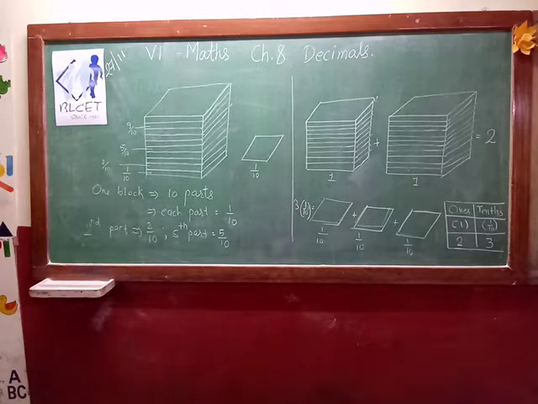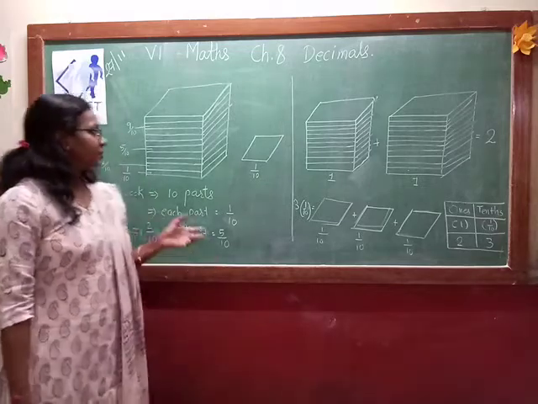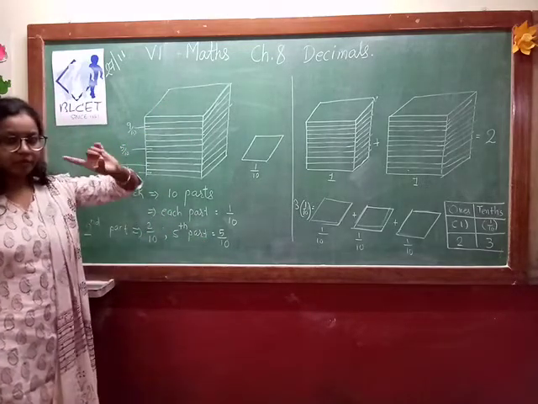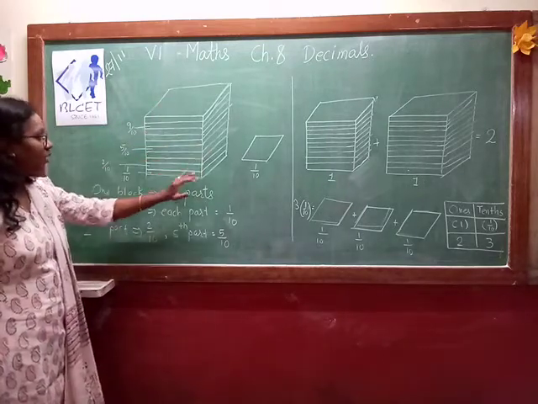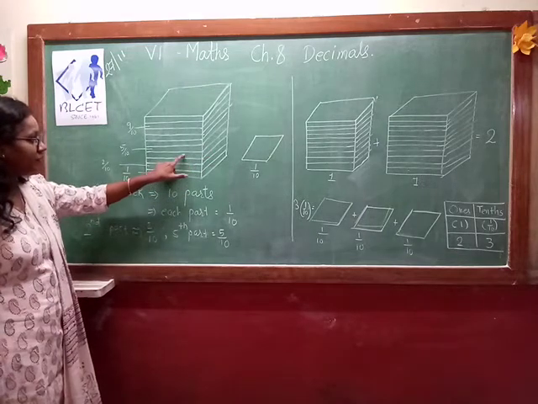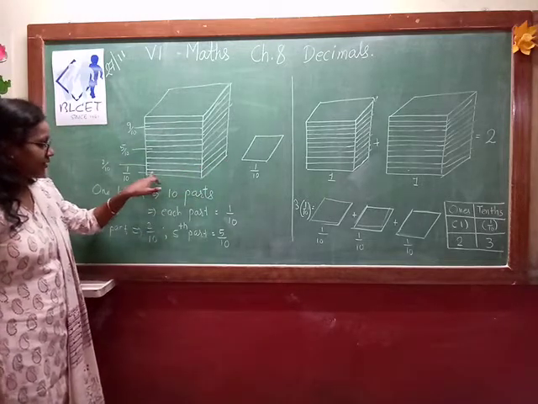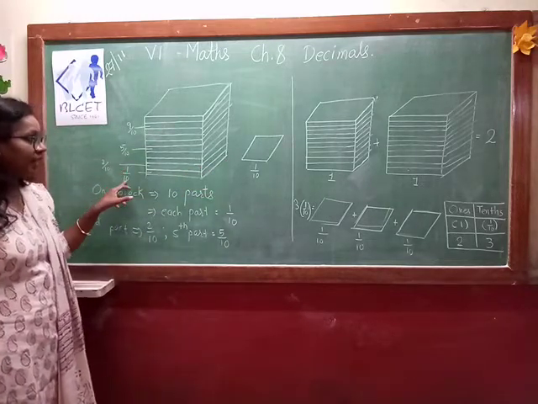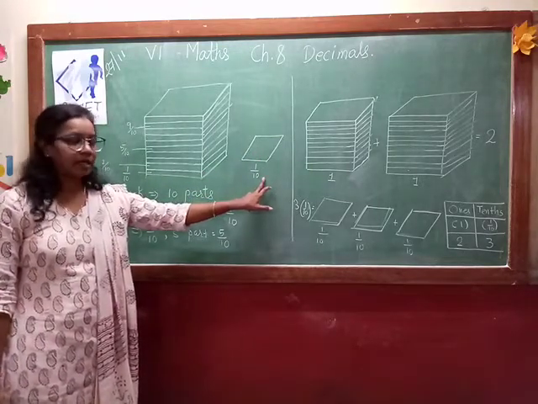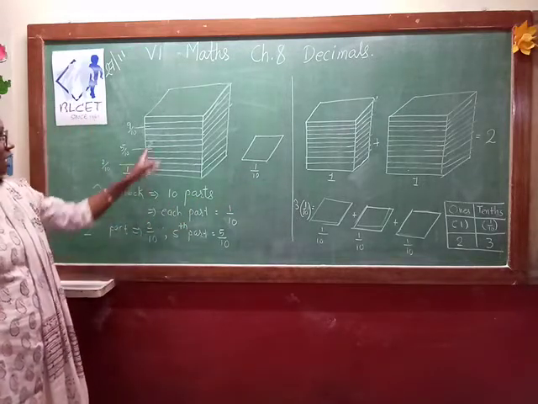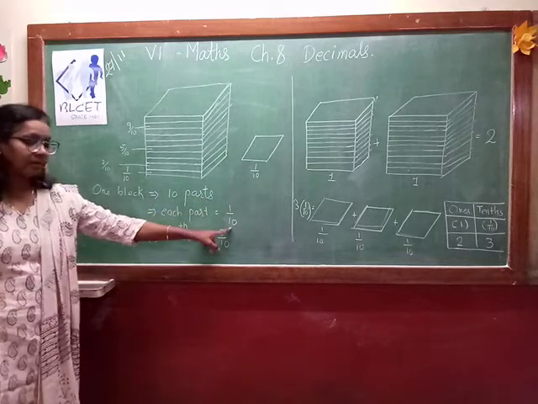Now let's move on to the next concept. It will be in detail how you represent the decimals. So suppose you consider one block to represent one whole unit. And if you divide this whole block into 10 equal parts, 1, 2, 3, 4, 5, 6, 7, 8, 9 and 10 equal parts, each part represents 1 by 10. If you separately take this part, it represents the value 1 by 10. So one block has 10 equal parts, each with the value 1 by 10.